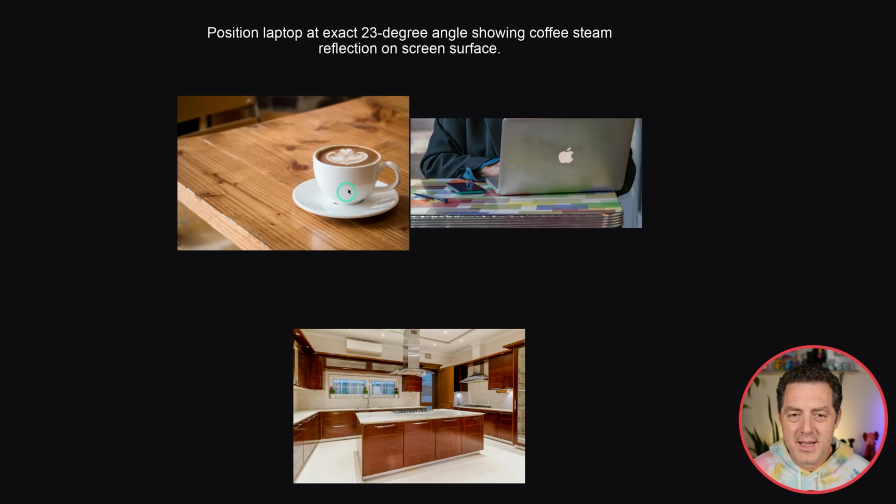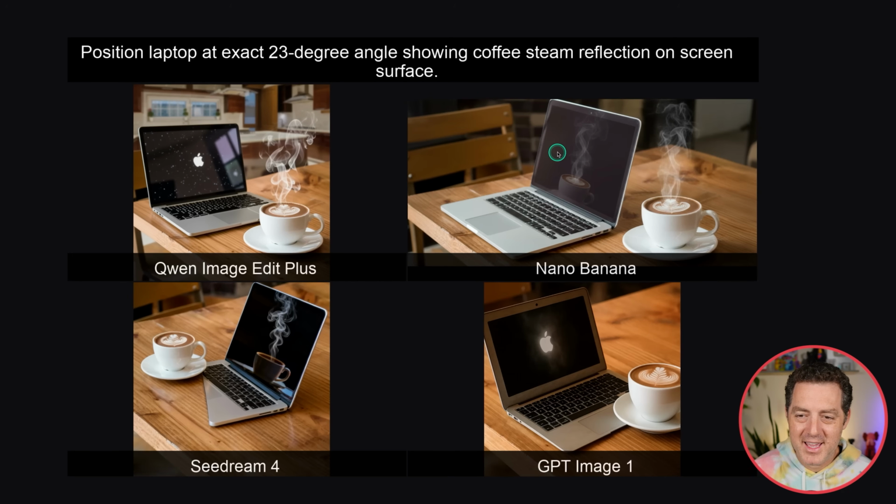All right, next we have this cappuccino. We have somebody working on a laptop, and we have a kitchen. Position laptop at exact 23-degree angle, showing coffee steam reflection on screen surface. Let's see. Okay, so 23 degrees. I'm not really going to be able to measure that, but let's just start looking.